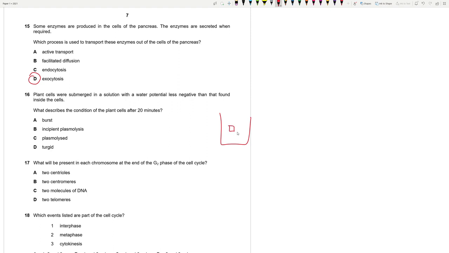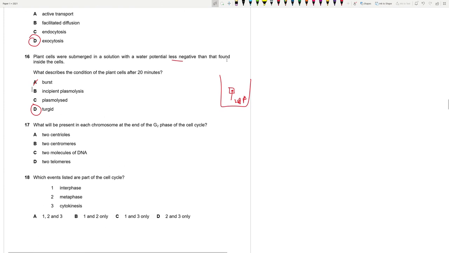So plant cells were submerged in a solution less negative, or more positive. Water potential was higher, so water will come into the cells, right? Less negative. And it becomes turgid. It does not burst, okay? Because plants have a cell wall. Our animal cells do not.